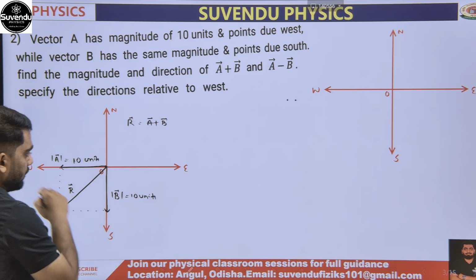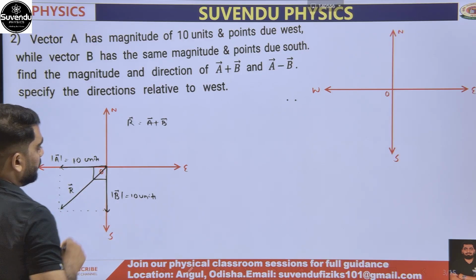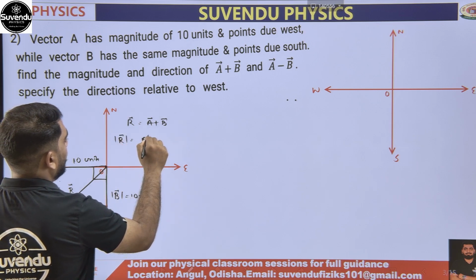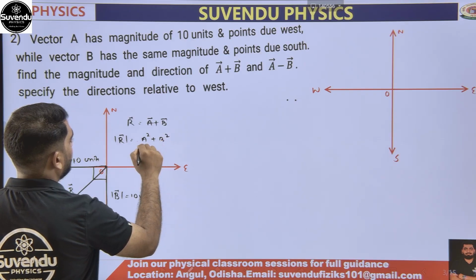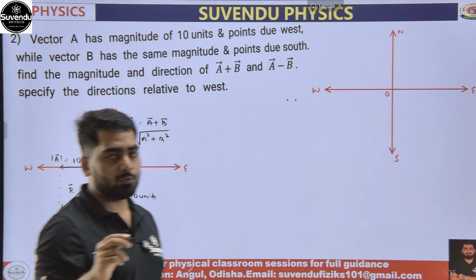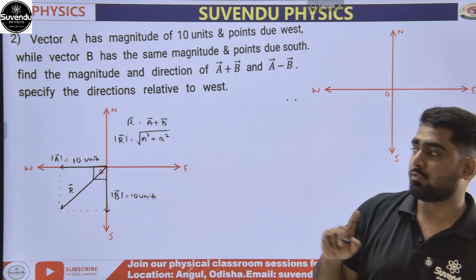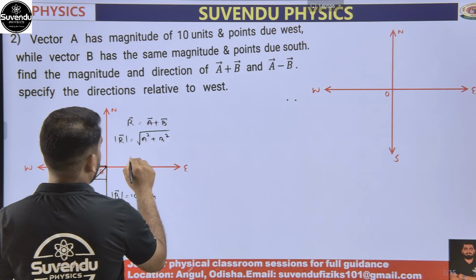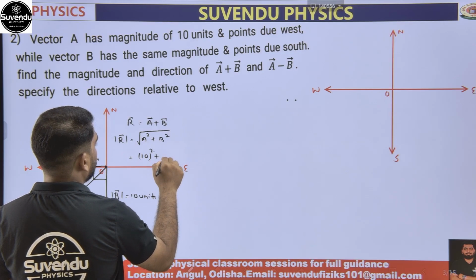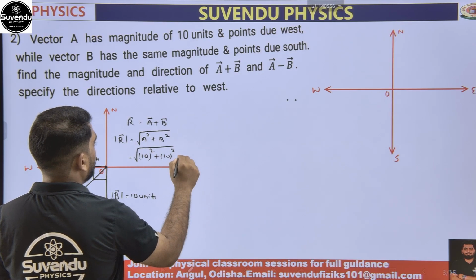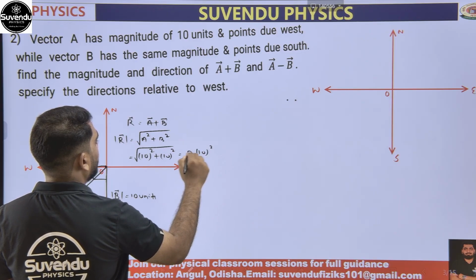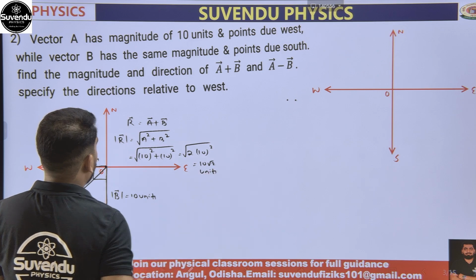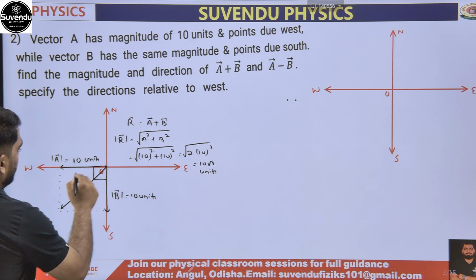So what will be the R vector magnitude? The angle between them is theta equal to 90 degrees. So R vector magnitude is square root of A square plus B square, because when two vectors are mutually perpendicular, their resultant magnitude is the square root of A square plus B square. That is the square root of 10 square plus 10 square, which is the square root of 2 times 10 square. This is equal to 10 root 2 units.